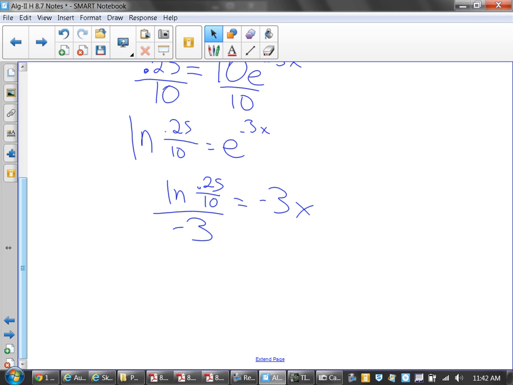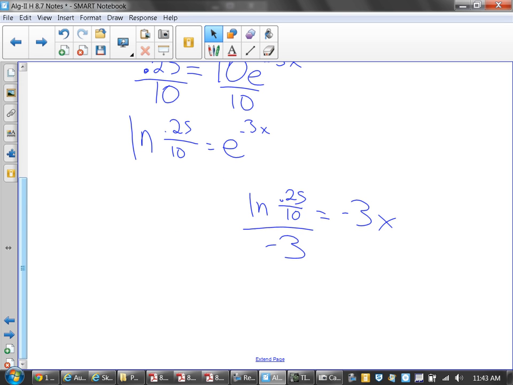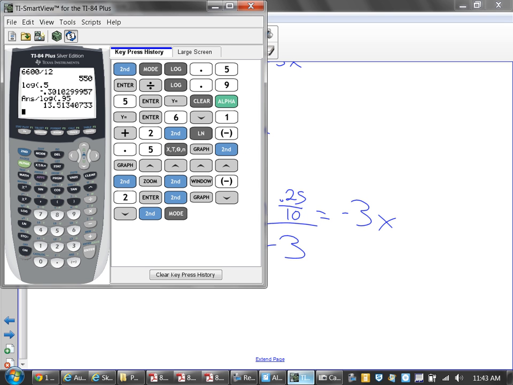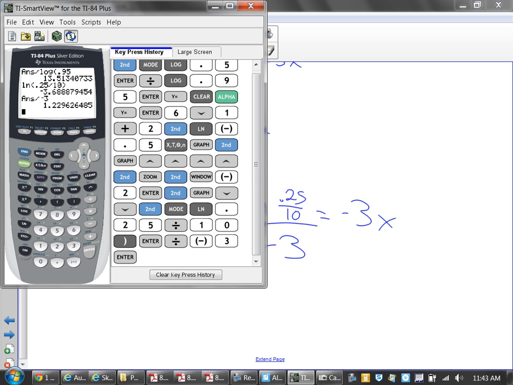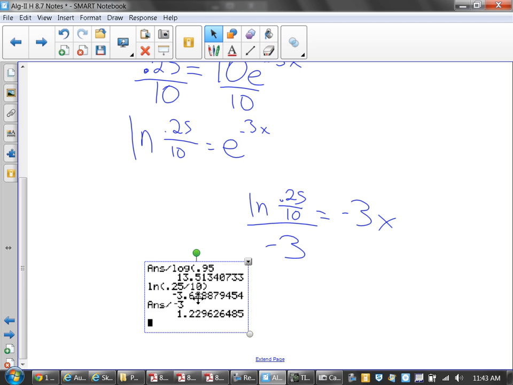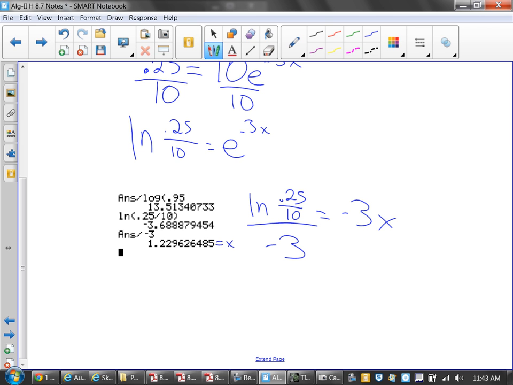Now again, what happens here, guys, it's not that it's a really difficult order of operations style problem to solve for. It's just that you have to know how to type this in the calculator correctly. What I would do is I type in, first of all, the natural log, 0.25 divided by 10, close the parentheses, hit enter, and divide that by negative 3, and there's my answer, 1.23. That equals x. Remember, just go to 3 or 2 decimal places.